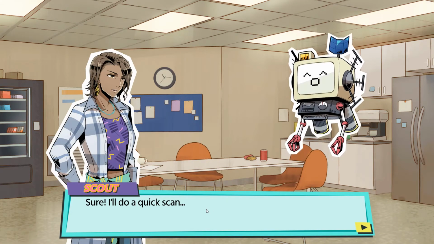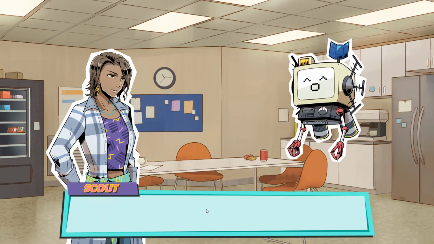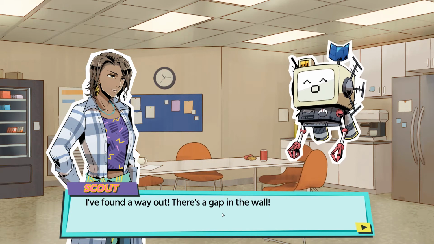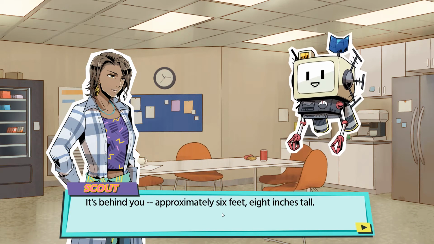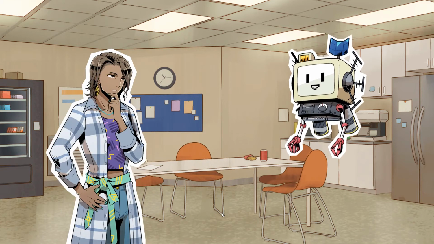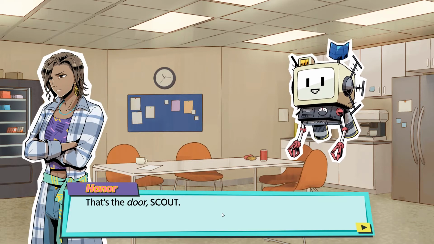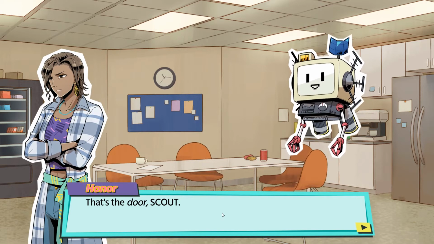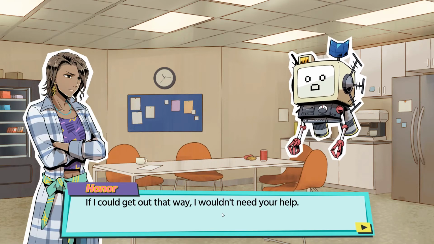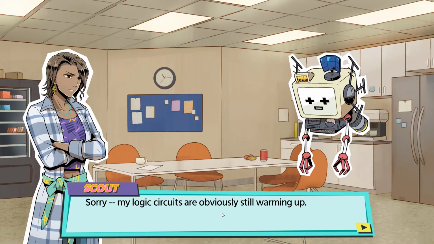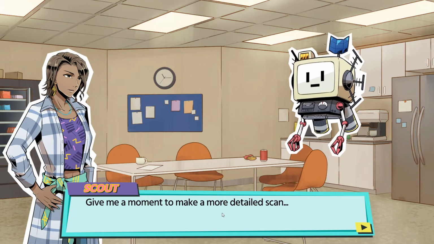Sure, I'll do a quick scan. I found a way out. There's a gap in the wall. It's behind you, approximately 6 feet 8 inches tall. It's a door, isn't it? That's the door, Scout. If I could get out that way, I wouldn't need your help. Sorry, my logic circuits are obviously still warming up. Give me a moment to make a more detailed scan.